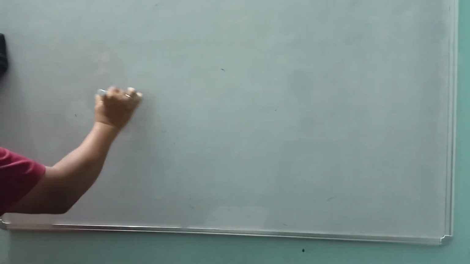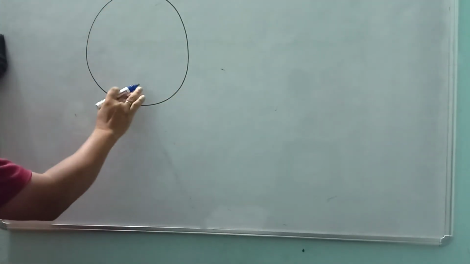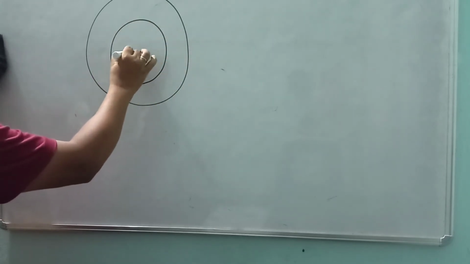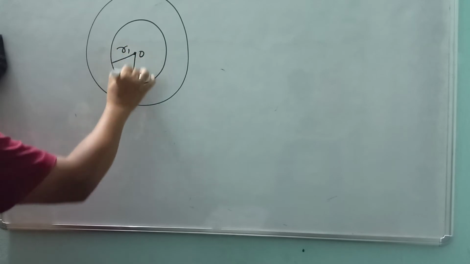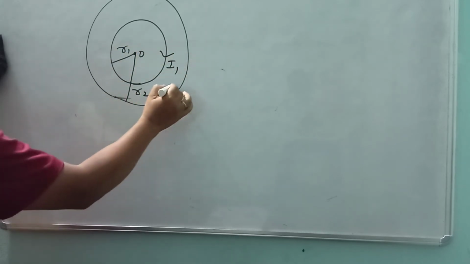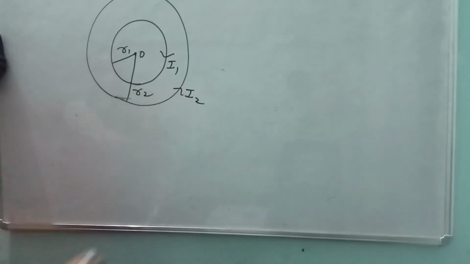Suppose here is a circle. Here is another circle having the same center O. This radius is R1, and this radius is R2. This carries current I1, and this carries current I2.